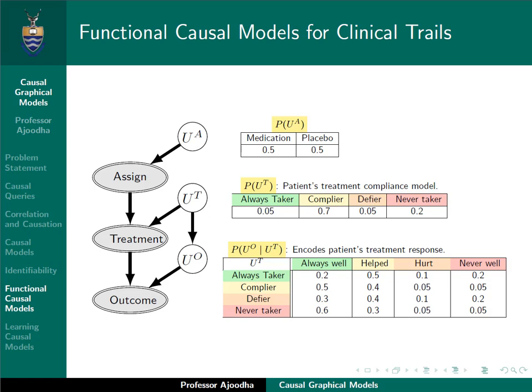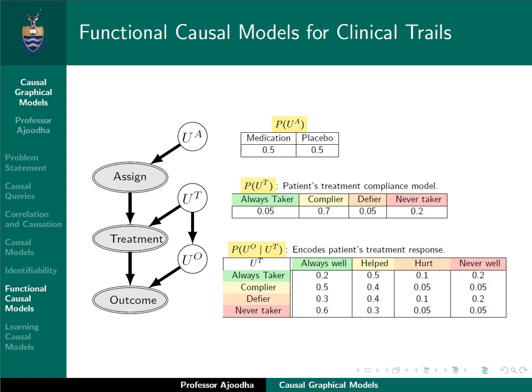But assignment does not always determine the treatment. Some patients comply, some always take the treatment, some never take the treatment, some do the opposite of what they are assigned because they're troublemakers, right? But what's nice about graphical models is that we can capture that. This is captured by the treatment compliance model, and that is what you see in front of you. So there's a compliance model there. The outcome response model then describes how the patient type responds to the treatment.